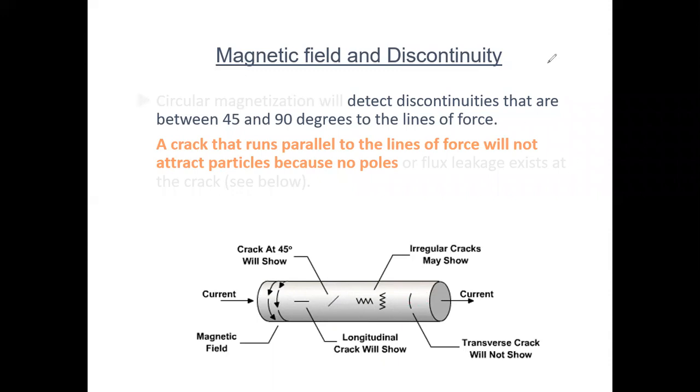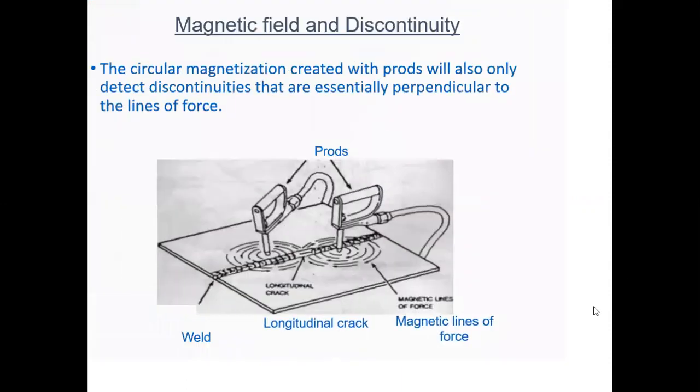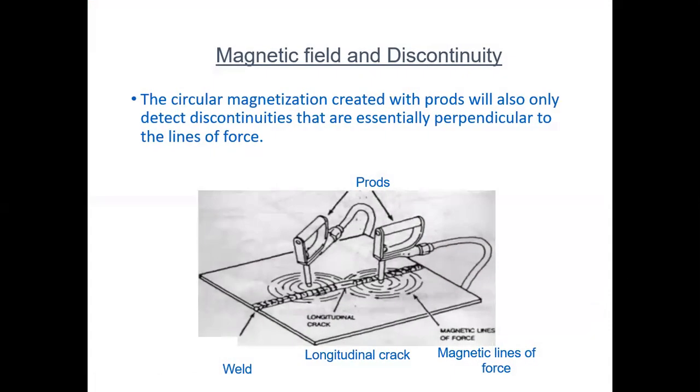So for one job, one shaft, we have to apply a head shot and a coil shot. Two shots are necessary. Then only we can detect all location-wise discontinuities. Now this is the magnetic field and discontinuity for the prod type technique.